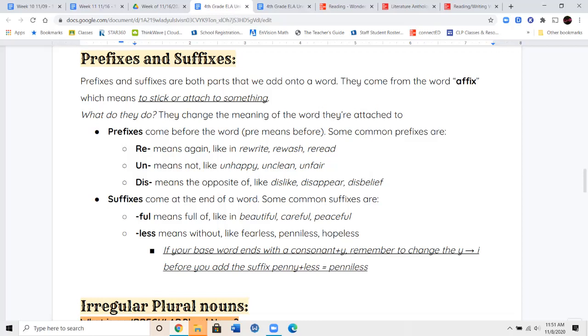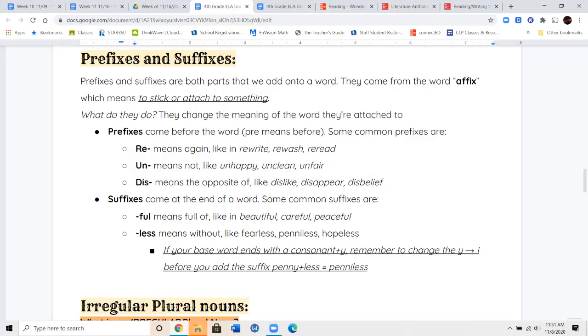Dis basically turns the word into its antonym. It gives you the opposite meaning. So if you dislike something, it is the opposite of liking it. If something disappears, it's the opposite of appearing, or something that you're able to see. If you are in disbelief, it is the opposite of believing something. You can't believe it.